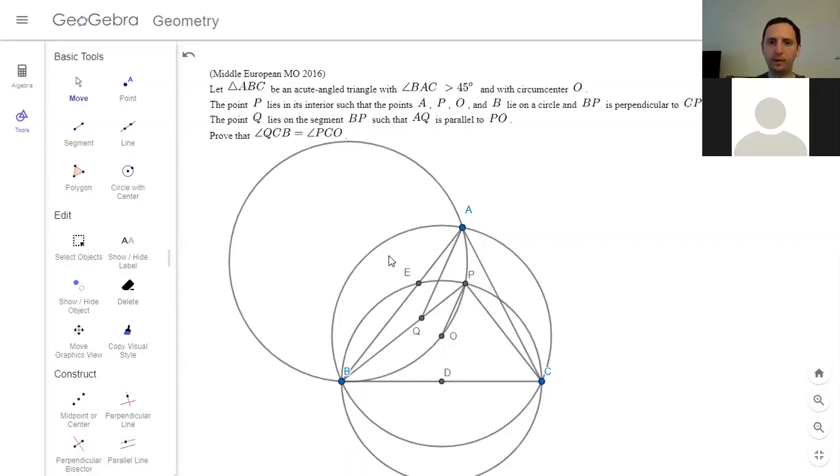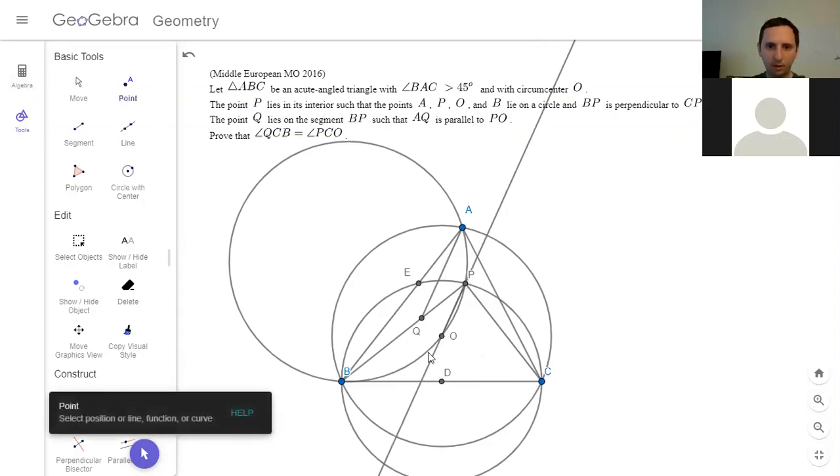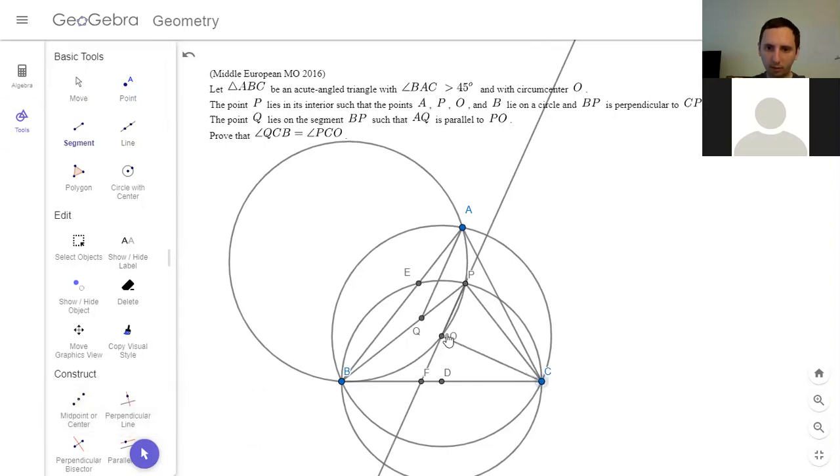But whenever I see QCB equals PCO, there's a couple of things. What if we try to use the isogonal line lemma? I don't think that would work too well. Could we use some medians somehow? Let's see. Is CO a median in some triangle? I wonder if. I don't think O is the midpoint of FP, but I'm going to check it out. No.